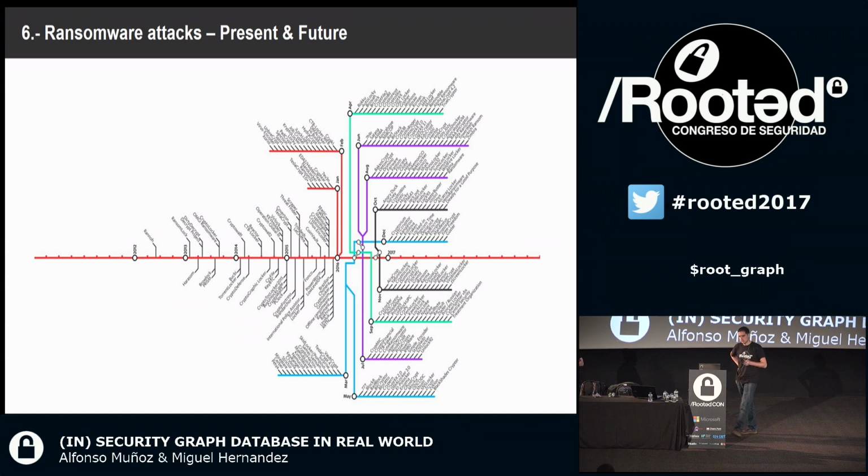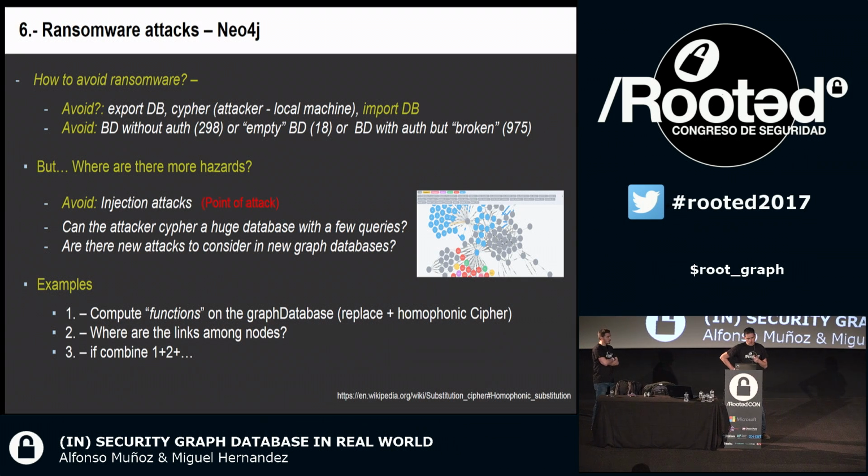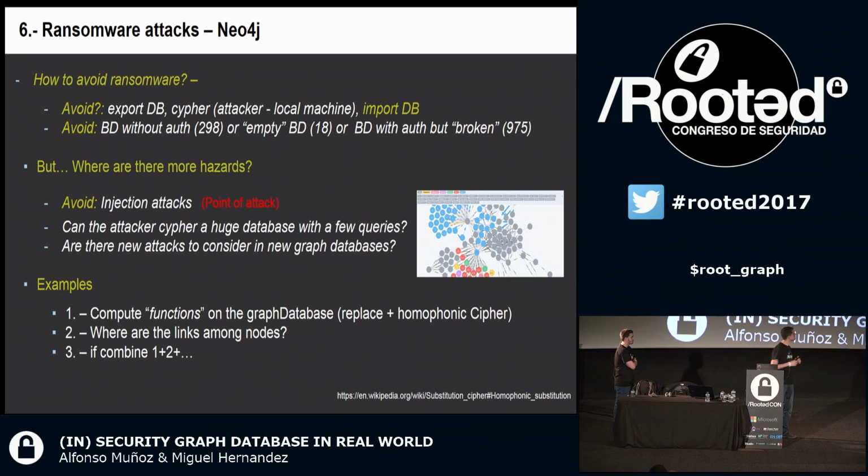Miko used this slide yesterday. This is a typical current ransomware map, and we wanted to look at that in Neo. So imagine that an attacker manages or succeeds in injecting requests. What could he do? Well, if someone can send requests, I can export the database, I cipher it, and then I import it. And then after that, you pay. However, if your database is 40, 60 gigas, this is costly, and sometimes you feel lazy about that.